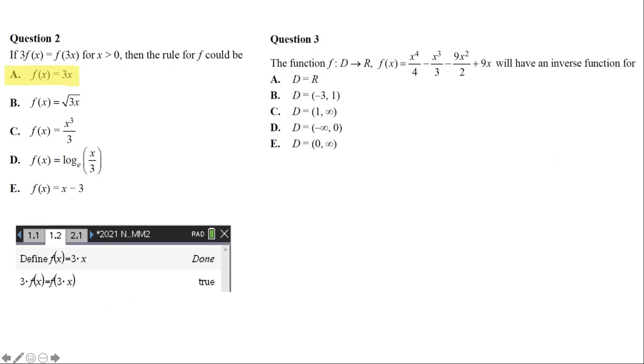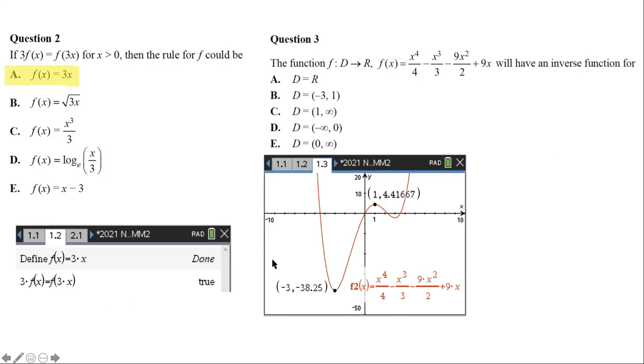Question 3. The function f of x is x to the power of 4 divided by 4 minus x cubed divided by 3 minus 9x squared over 2 plus 9x. We'll have an inverse function for a certain domain. So the D here is my restricted domain. To become an inverse function, I would like this function to be 1-to-1.